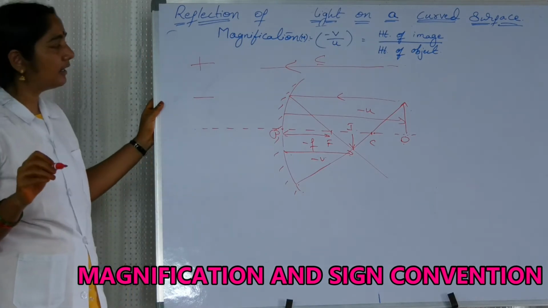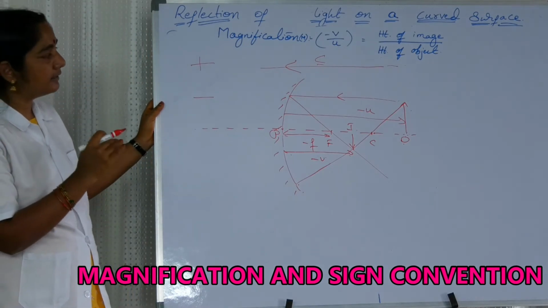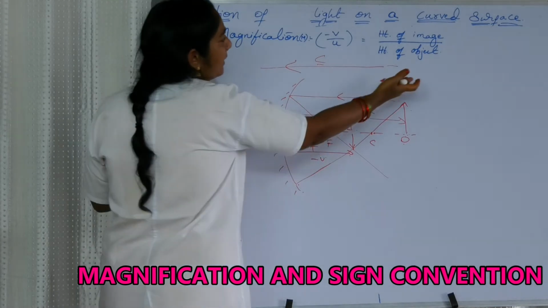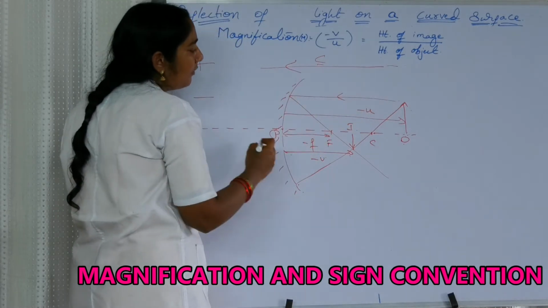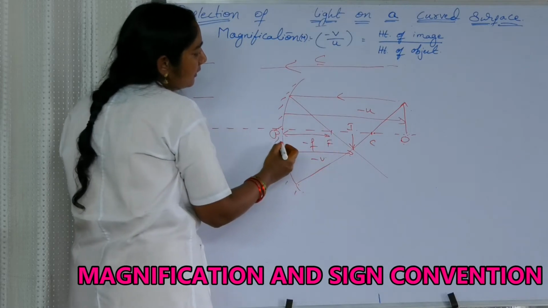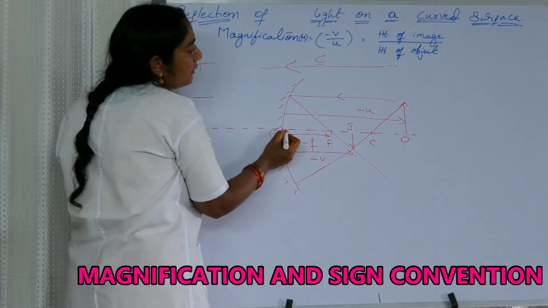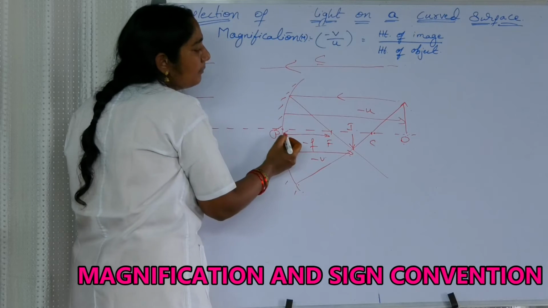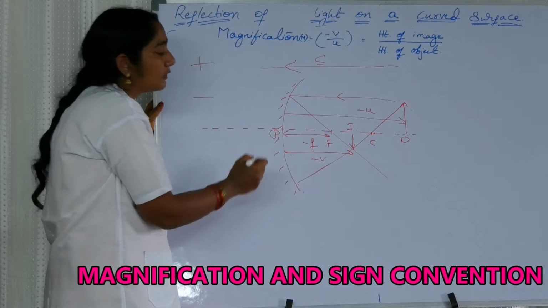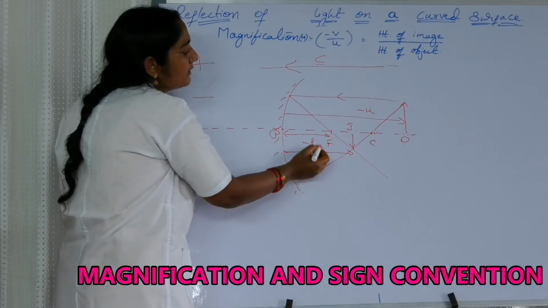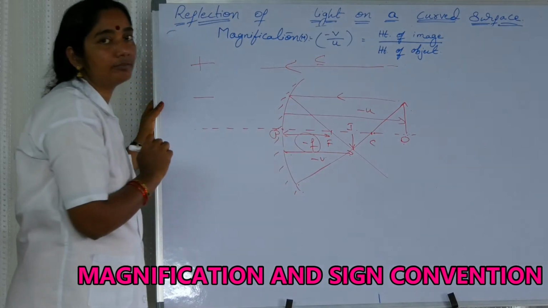Now in this particular case, let us see the example. Light is passing like this. So this is the standard direction of light. Now when you are taking the focal length, you are always moving from P to F. So P to F means your pen is moving against the direction of light. So the value is minus F.